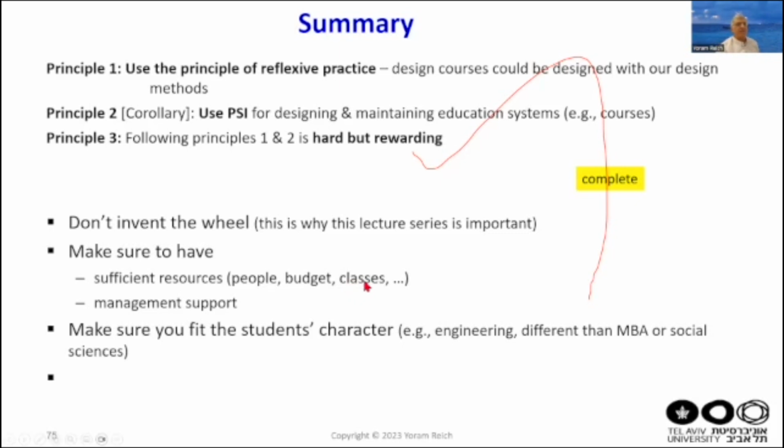Not just classes, but classes where teams can spread out and work comfortably. And management support from the university or the faculty. And make sure that whatever you do fits the student character, because otherwise, if there is no match, it will fail. Basically, in my language, it won't be aligned.